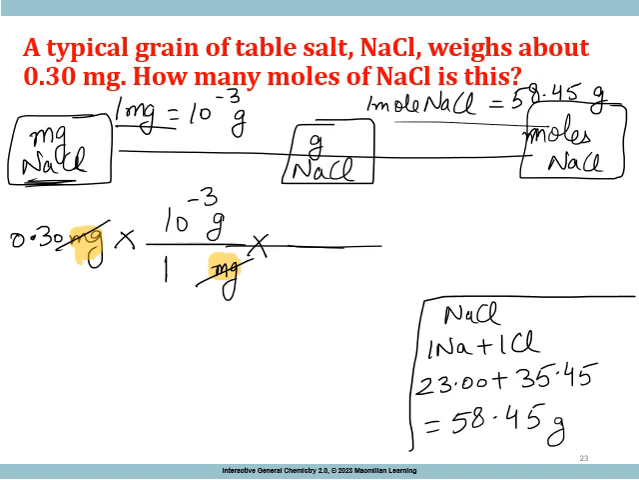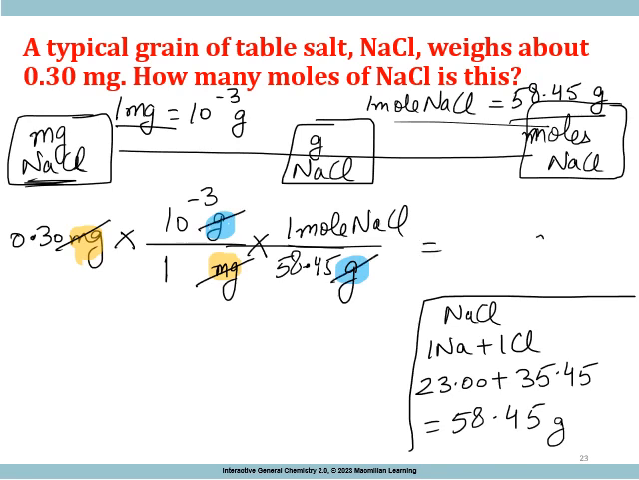Now I multiply it with another factor that comes from this. My starting unit now is grams, so what goes in the bottom is grams. How many grams? This right here, 58.45 grams. And who goes on top? 1 mole of NaCl. Gram, gram cancelled. Your final answer is mole of NaCl.